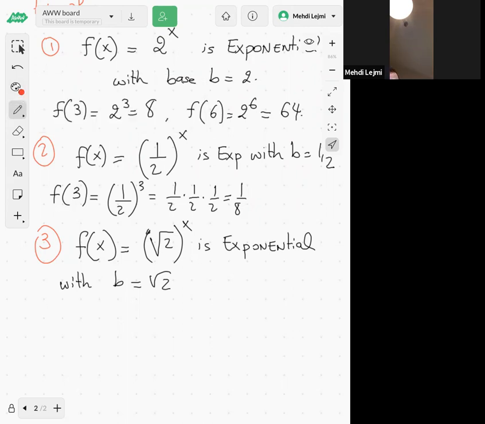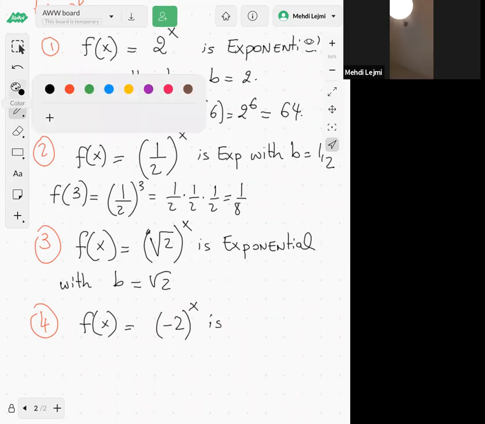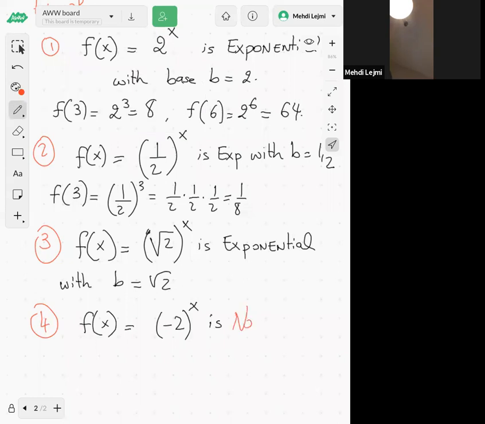A non-exponential example would be, for example, f of x with a negative constant, like negative 2 to the power x. This is not exponential. That's not what I call an exponential function. It's not exponential because your b is negative. So b cannot be negative.